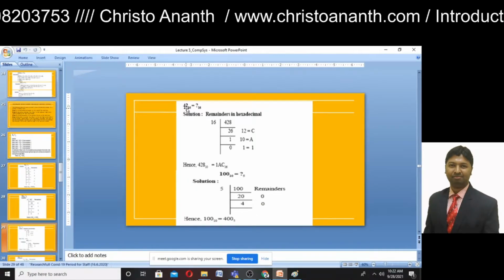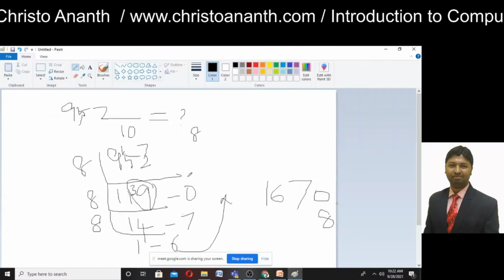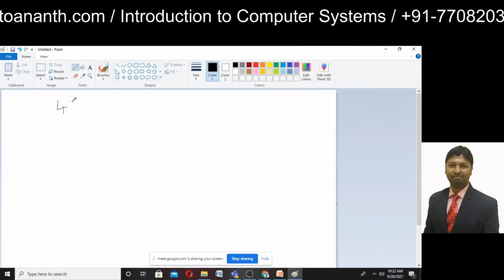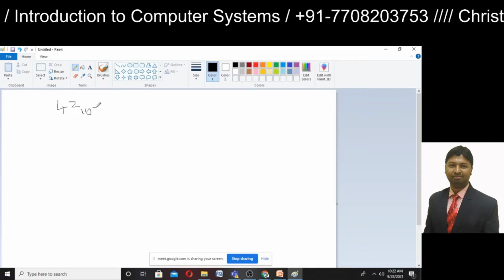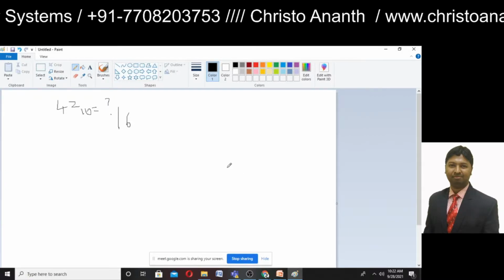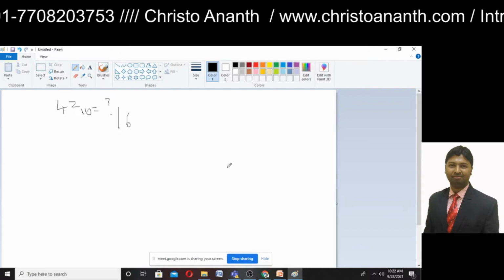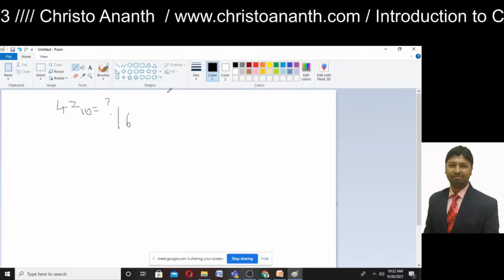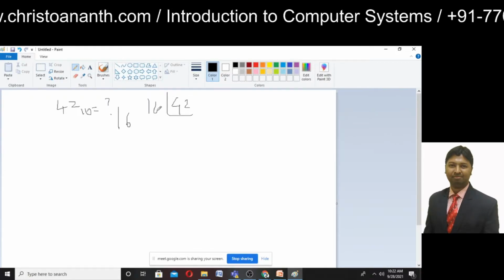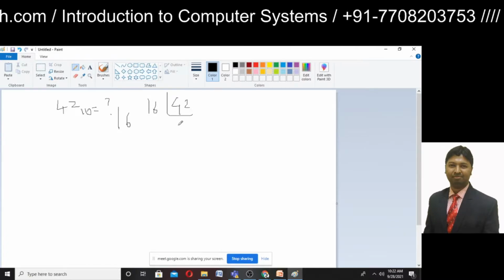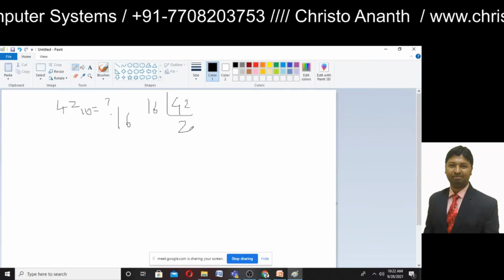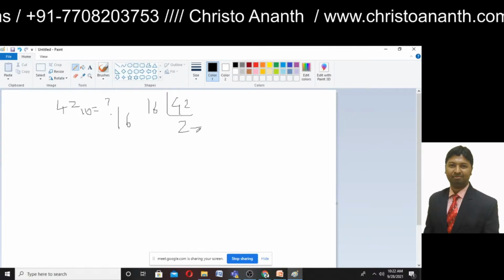Okay, we are going to go with the next one. 42 to the base 10 equals what to the base 16? How do you do that? By dividing 42. You divide 42 by 16. Okay, tell me. 2. Okay, remainder? 10.